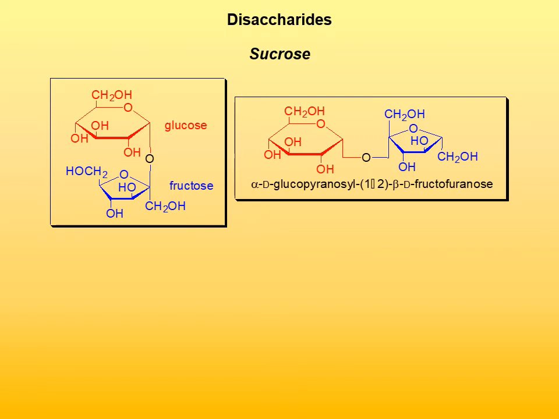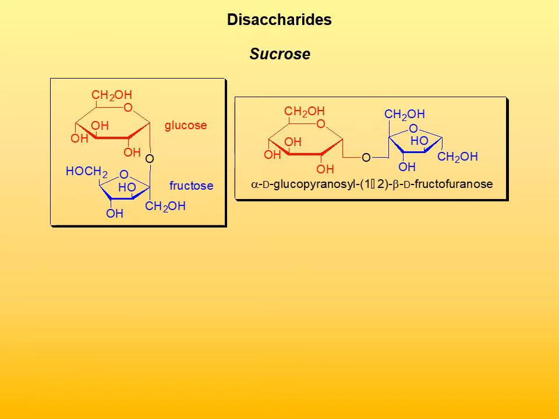From the formula, you can probably draw a conclusion that sucrose is not a reducing sugar because it doesn't have a free hemiacetal group. Actually, it's two hemiacetal groups, two hemiacetal hydroxyl groups that react to form the glycosidic bond. So both glucose and fructose are in the form of their respective acetals in the molecule of sucrose.